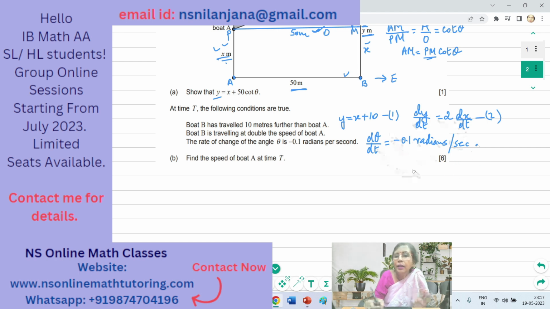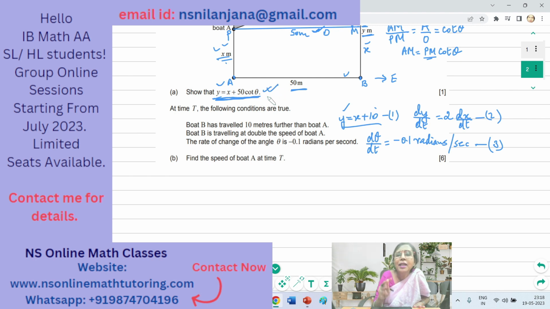These are the information that we have gathered. Now, we are given this. Why do we need this? Because we have to combine all the sets of information that they have provided us. Let us take this one and this one, because this also starts with y and this also starts with y. So y is equal to x plus 50 cot theta.